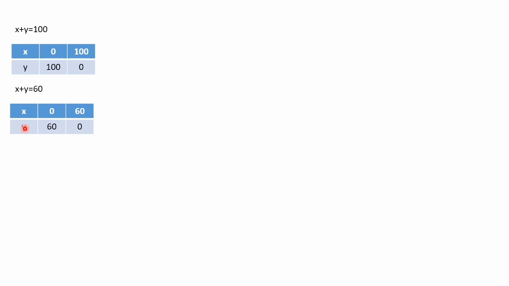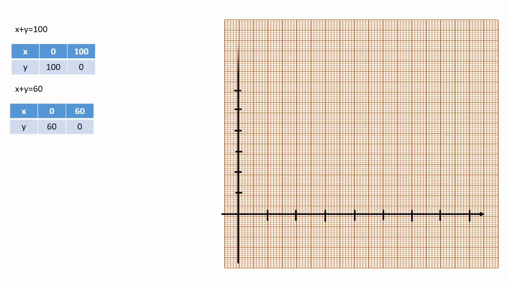Next, let's plot the points on the graph. For that, let's make the table of values. First one, x plus y is equal to 100. We have taken the equation. If you put x is equal to 0, y will be 100, and if you put y is equal to 0, x is 100. The table of values is ready. Next one is x plus y is equal to 60. For that we have taken x, y. If x is 0, y will be 60, and if you put y as 0, x plus 0 is equal to 60, that is x is equal to 60. These are the two equations we have to plot, and let's draw the graph.